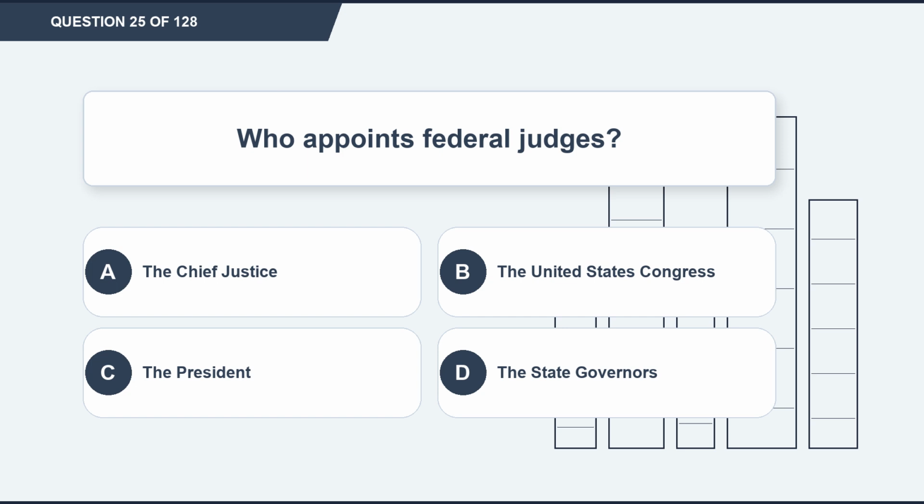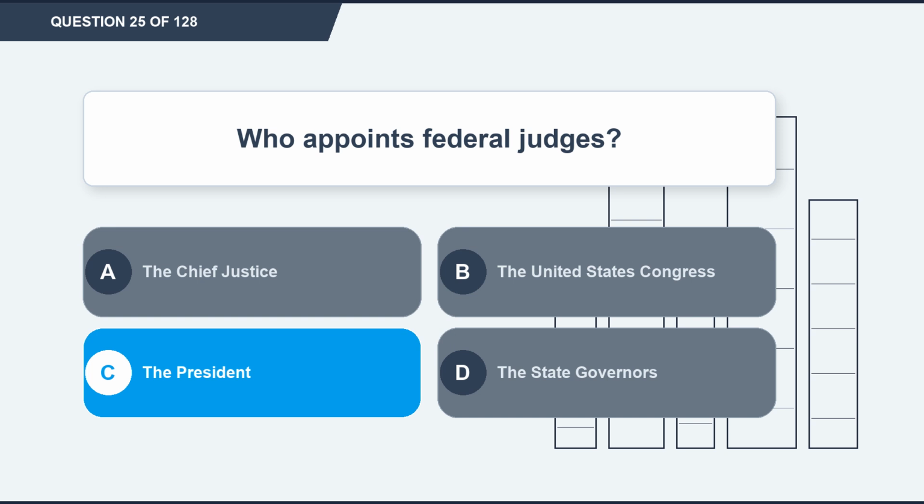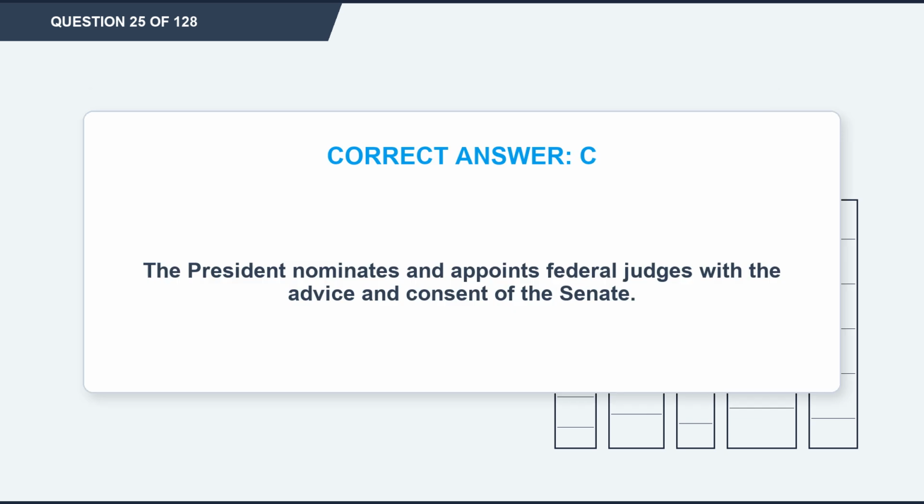Question 25. Who appoints federal judges? Option A, the Chief Justice. Option B, the United States Congress. Option C, the President. Option D, the state governors. The correct answer is option C, the President. Explanation: the President nominates and appoints federal judges with the advice and consent of the Senate.